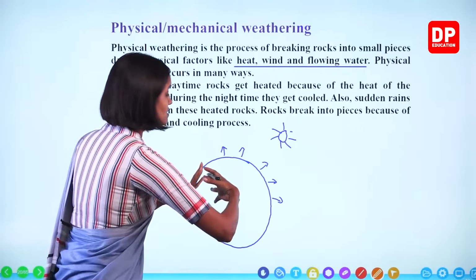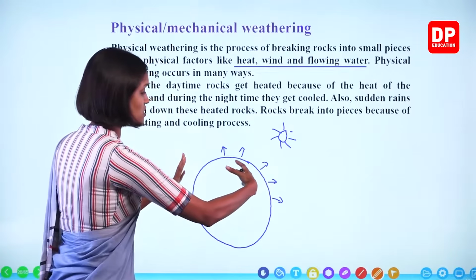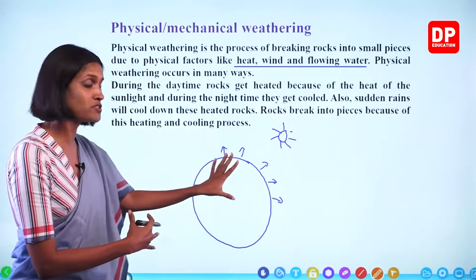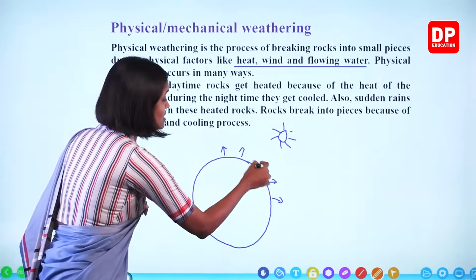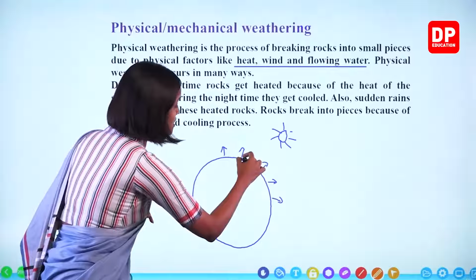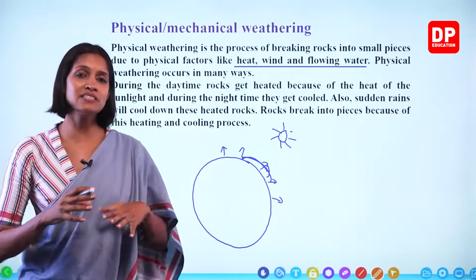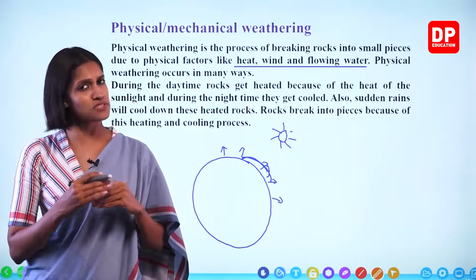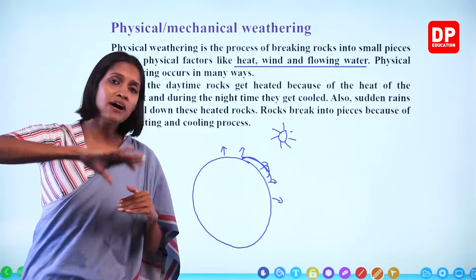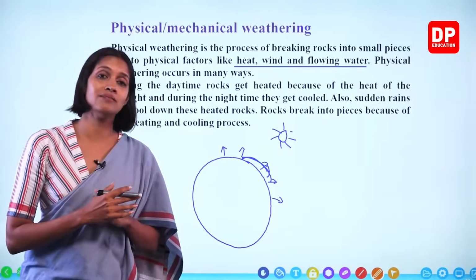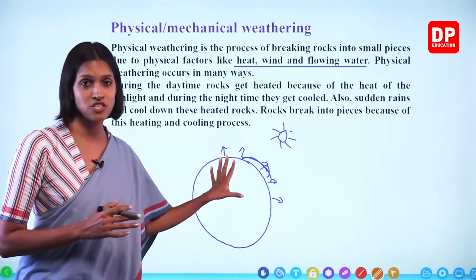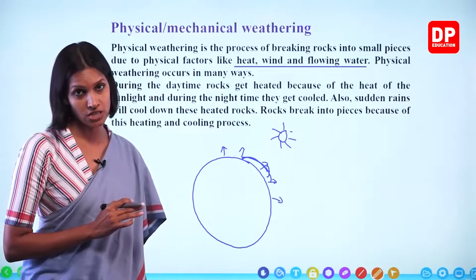So what happens with time? Because of this expansion and contraction over a long period of time, the outer part of the rock comes off as a layer. Sometimes when you go out, you might have seen in huge rocks that certain parts are removed as a huge layer. This is because of this expansion and contraction process.